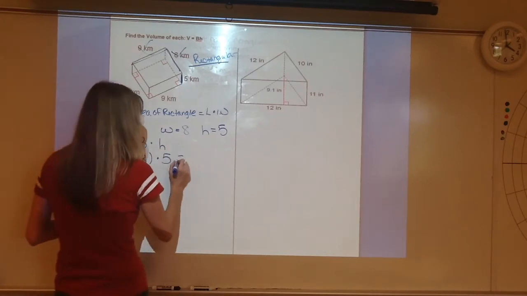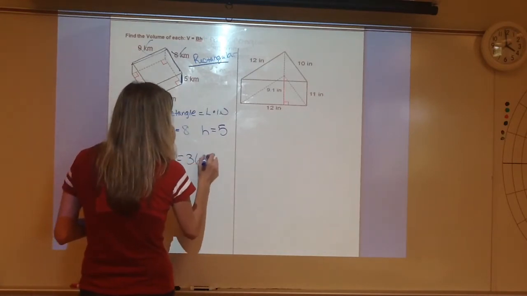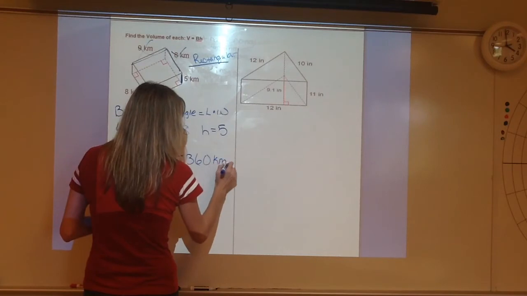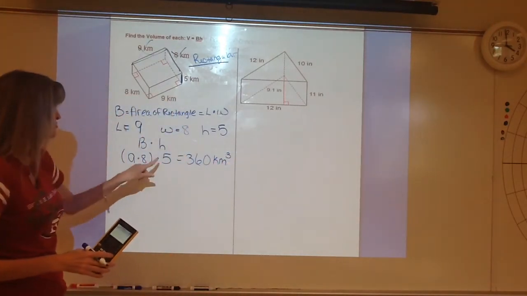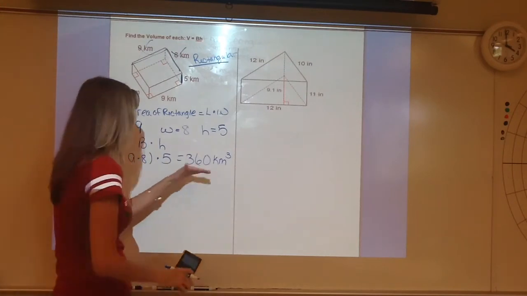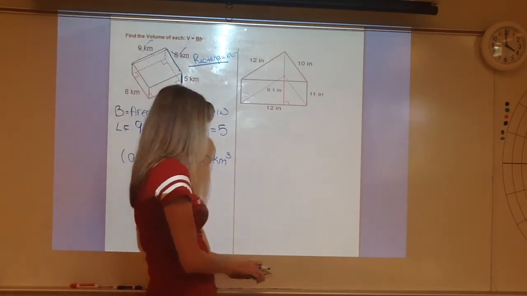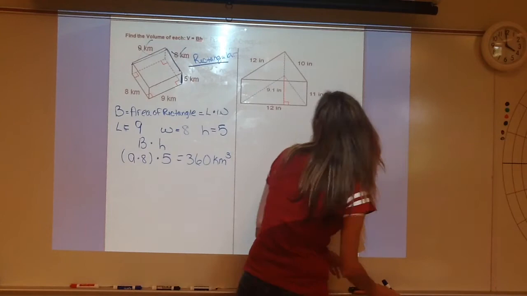And I get 360 kilometers cubed. And it's cubed because we multiplied 1, 2, 3 numbers together. Volume is always cubic.